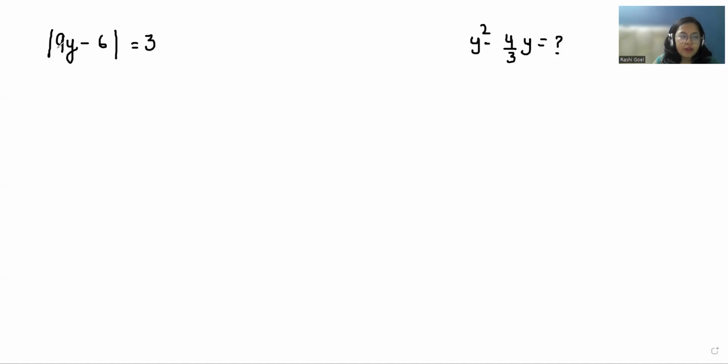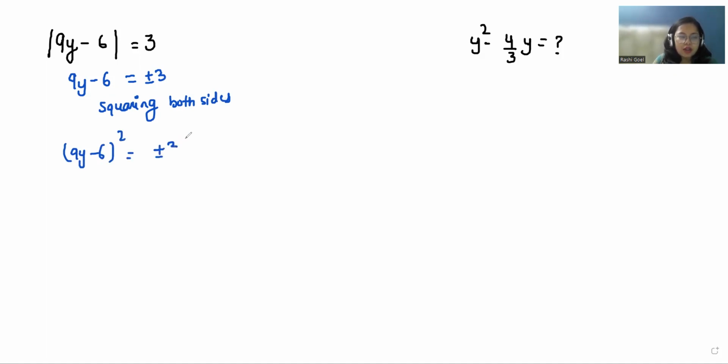So now if I remove the mode, the equation becomes 9y − 6 = ±3. Now I am squaring both sides. So the equation becomes (9y − 6)² = (±3)².